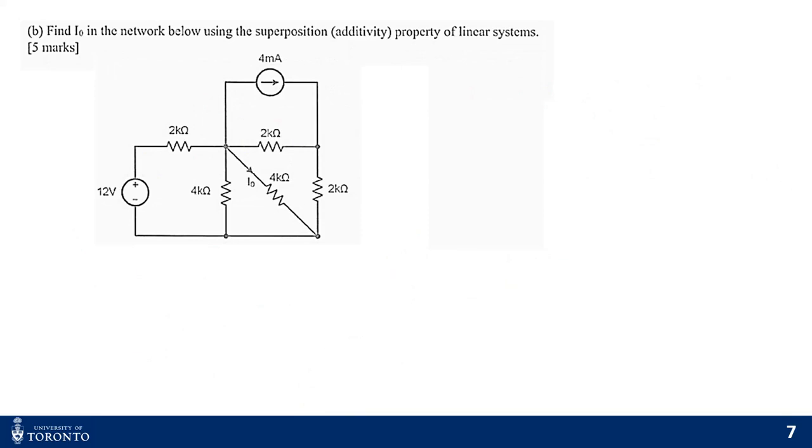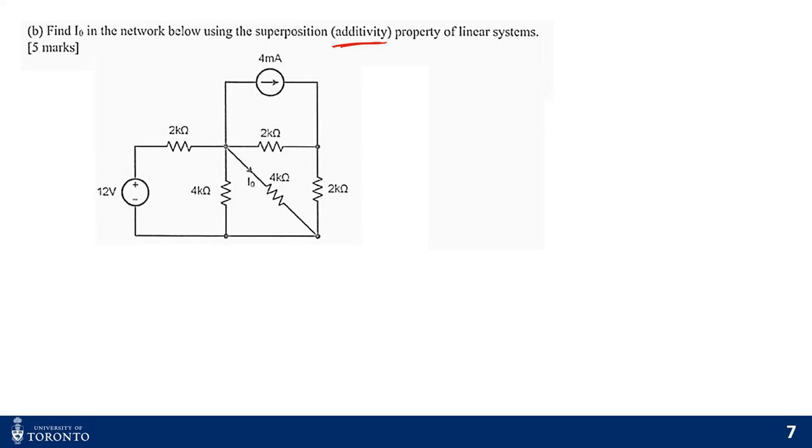Here they have asked you about the additive property, which is basically superposition. For superposition, you have to find out how many independent sources you have. The number of independent sources gives you the number of circuits that you have to solve. When you are solving for one source, you have to turn off all the other sources. A voltage source, when turned off, becomes a short circuit, and a current source becomes an open circuit.